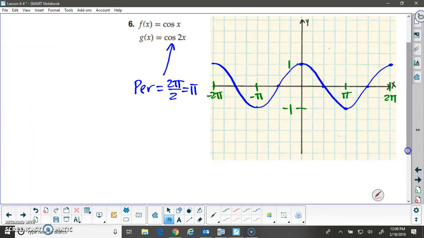Now if we graph cosine of 2x, we have to take that and shrink that by 1/2. So now the period is going to be pi. So there's my high point. Here's another high point. Here's a low point. X-intercepts. And that would be the cosine of 2x.